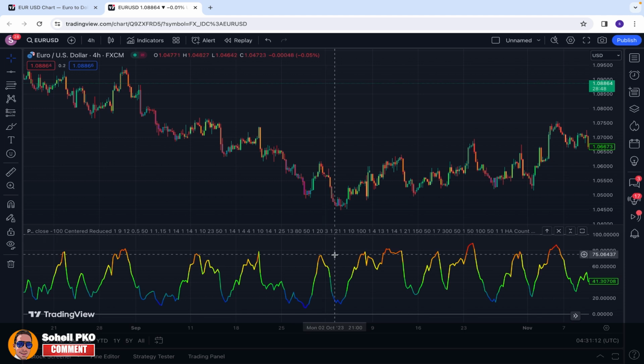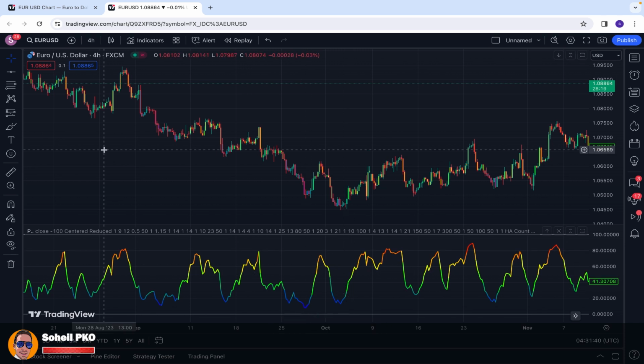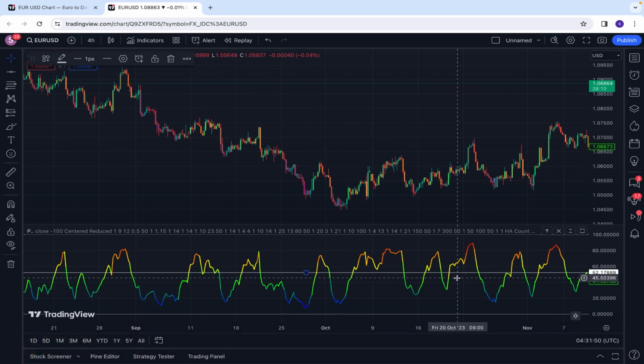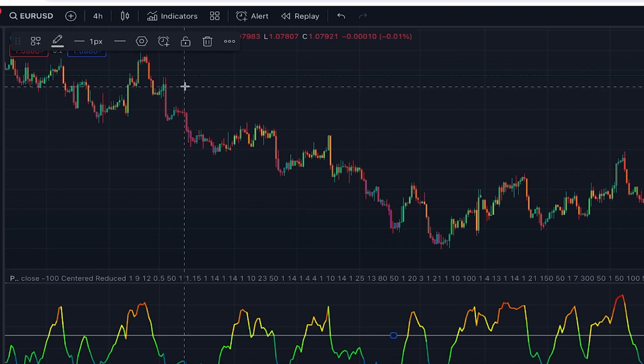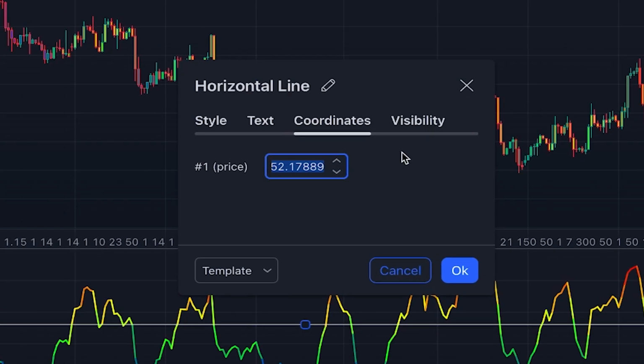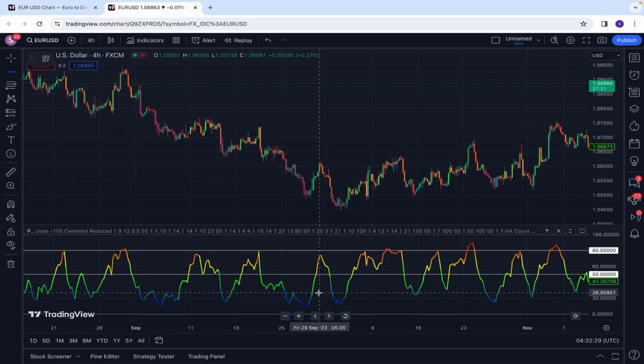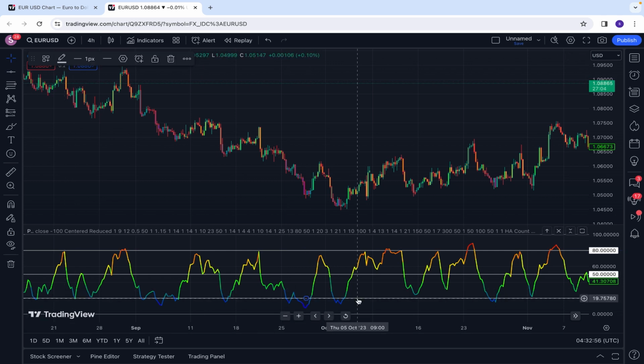As I explained earlier, this is an oscillator that is moving in the range of 0 to 100. For easier interpretation, let's add a horizontal line here at 50 level, and in case it is not set at 50 exactly, here you can go to the settings of the line, and here in the coordinates tab you can simply set it at 50. Alright, we will also add two horizontal lines, one here at 80 level and the next one here at 20 level, so we can easily interpret the indicator.